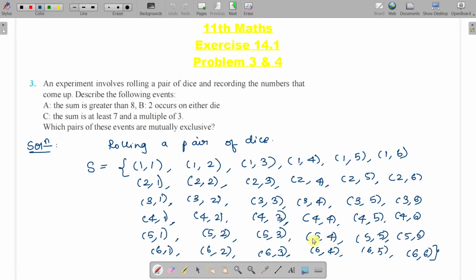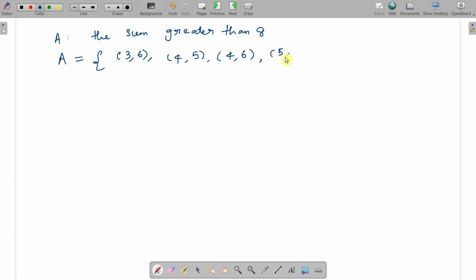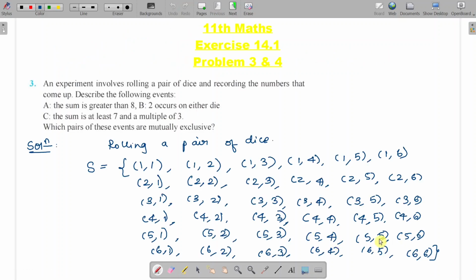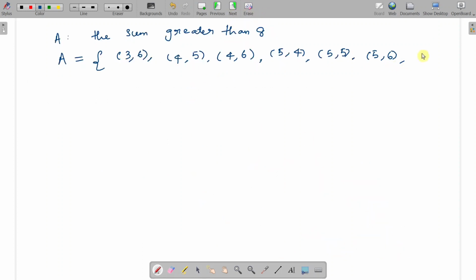Then this 5 comma 4, then 5 comma 5, then 5 comma 6, okay, this we got. Then we will get 6 comma 3, 6 comma 4, 6 comma 5, and 6 comma 6 also will be there, right? So this is event A.